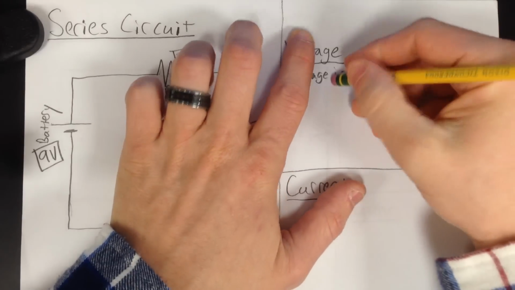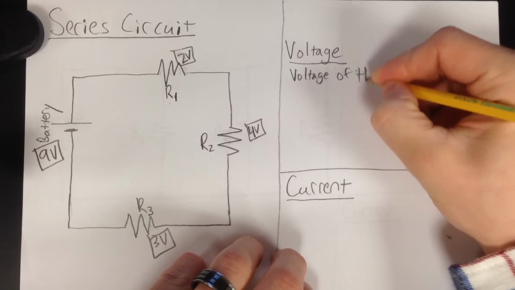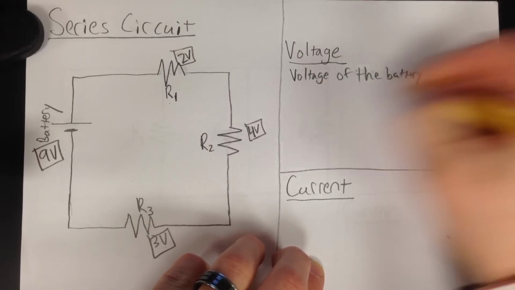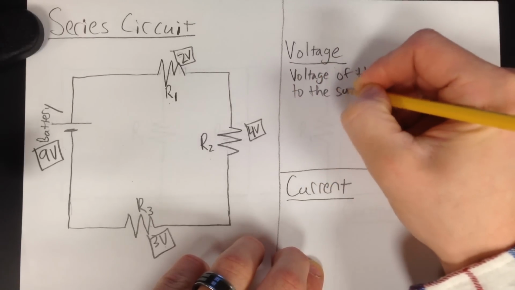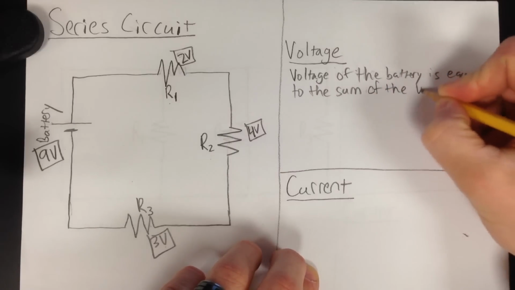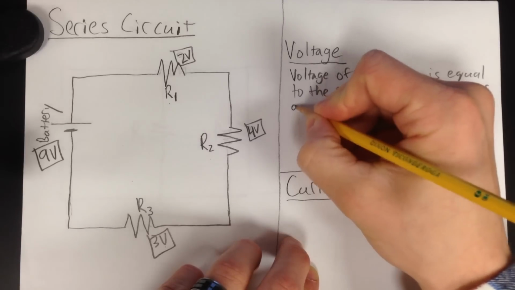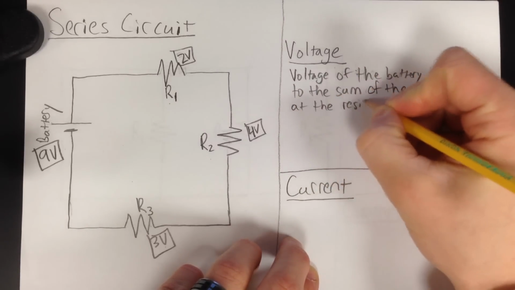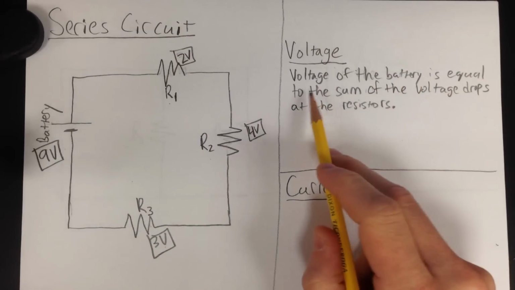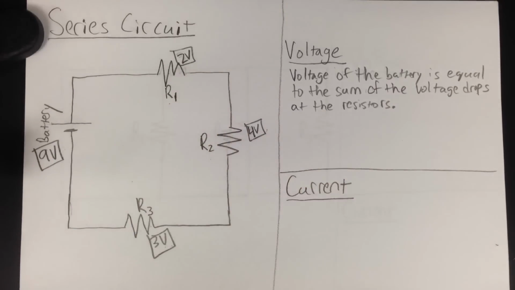the voltage of the battery is equal to the sum, that means adding together, of the voltage drops. Where do voltage drops happen? At the resistors or light bulbs. So the voltage of the battery is equal to the sum of the voltage drops. So if you add up 2, 4, and 3, you get 9. Okay.